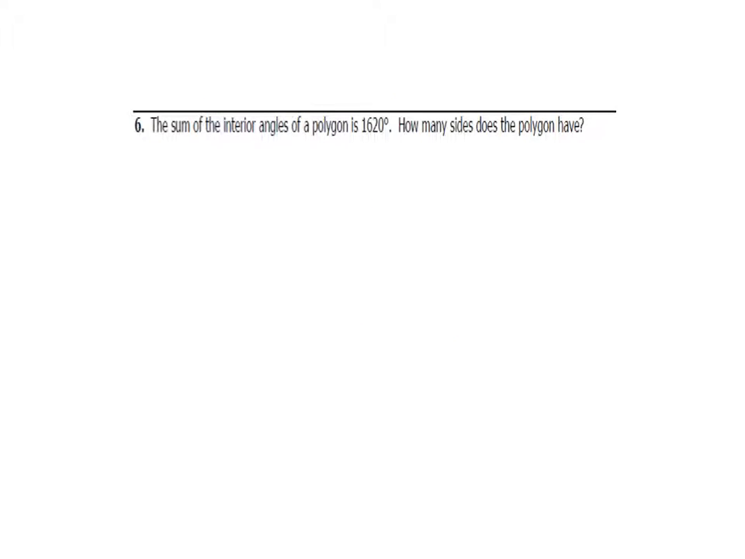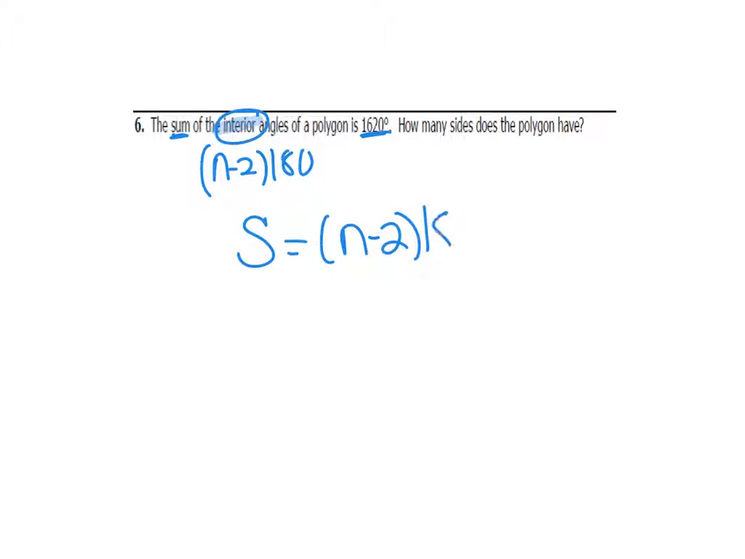Here we go. Reading through the problem, I see the word sum. I see the word interior. So as soon as I see that, I'm going to my n minus 2 times 180 when I see interior. The sum of the interior angles of a polygon is 1620. How many sides does the polygon have? So my formula is S is equal to n minus 2 times 180. Well, take a look. They're already giving us the total, and the total is 1620. They did not tell me the sides, so plan on solving for this, but I'm going to put in 1620 for the total of the sum.